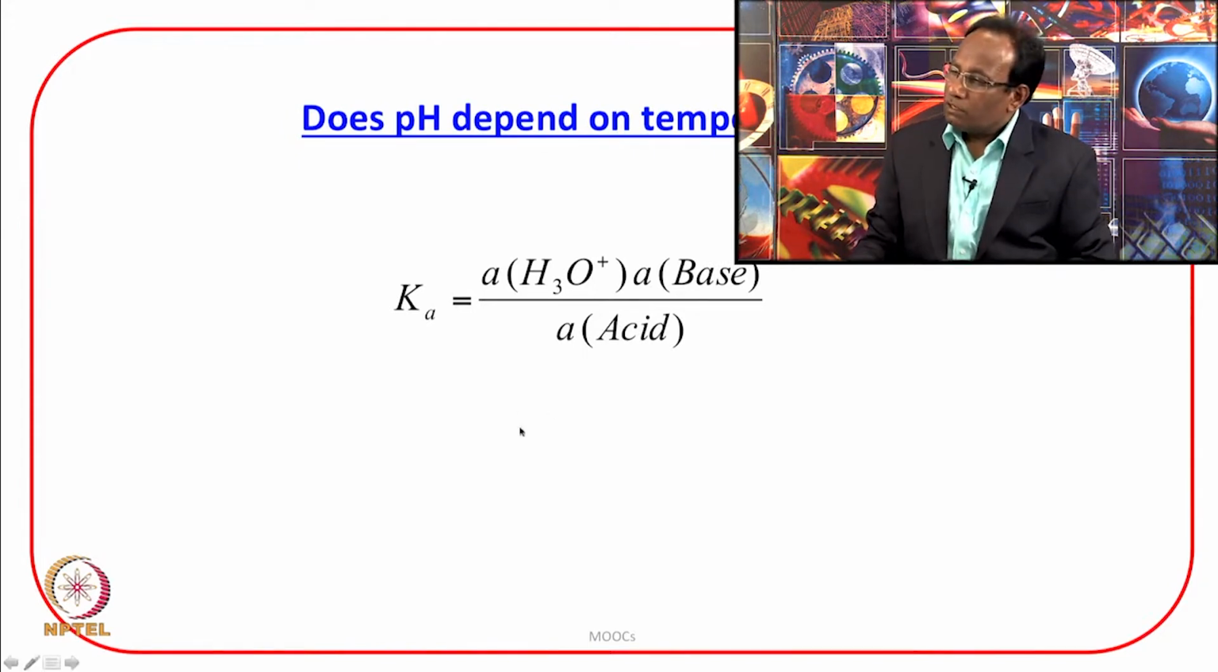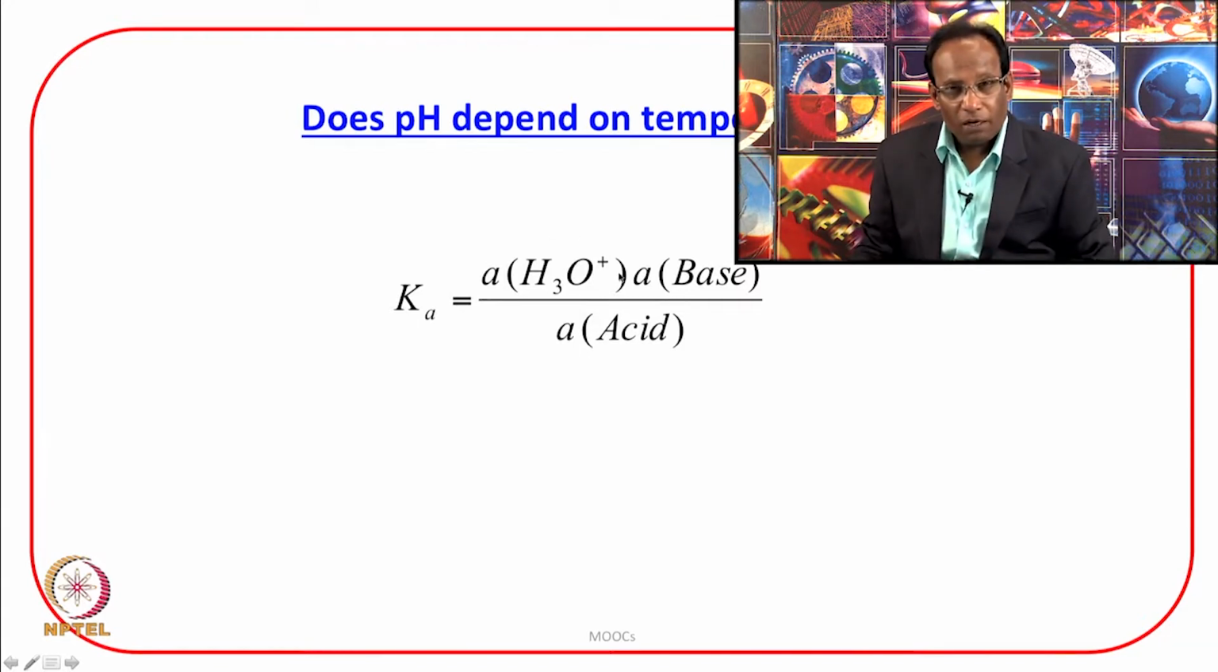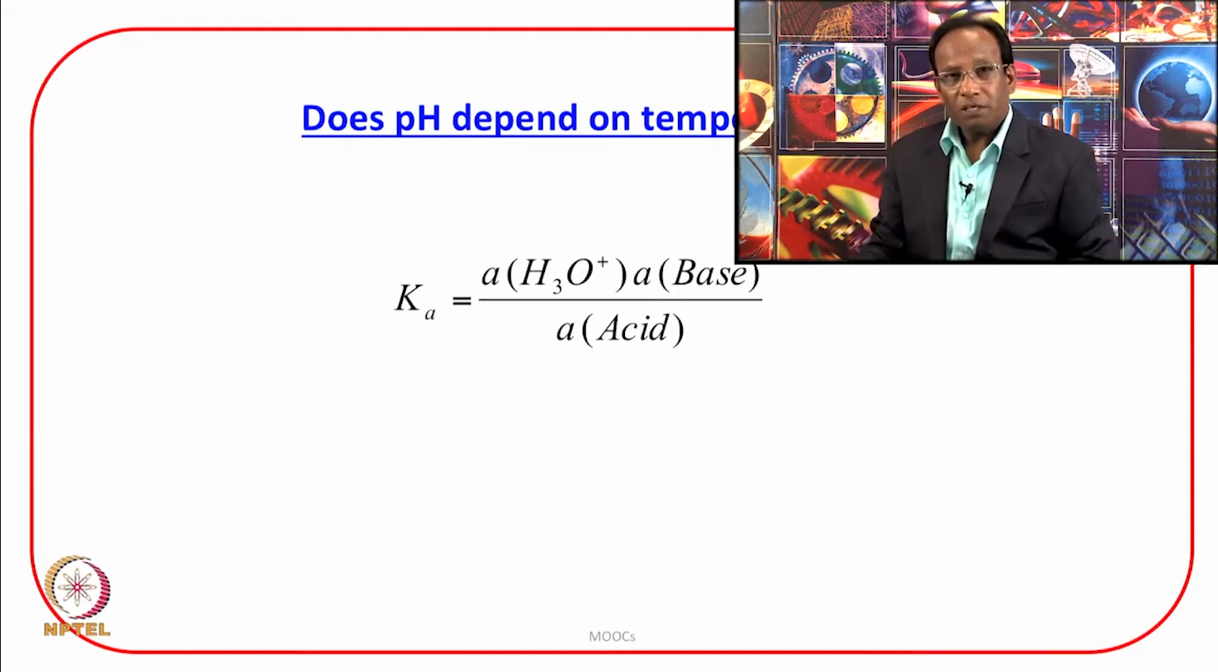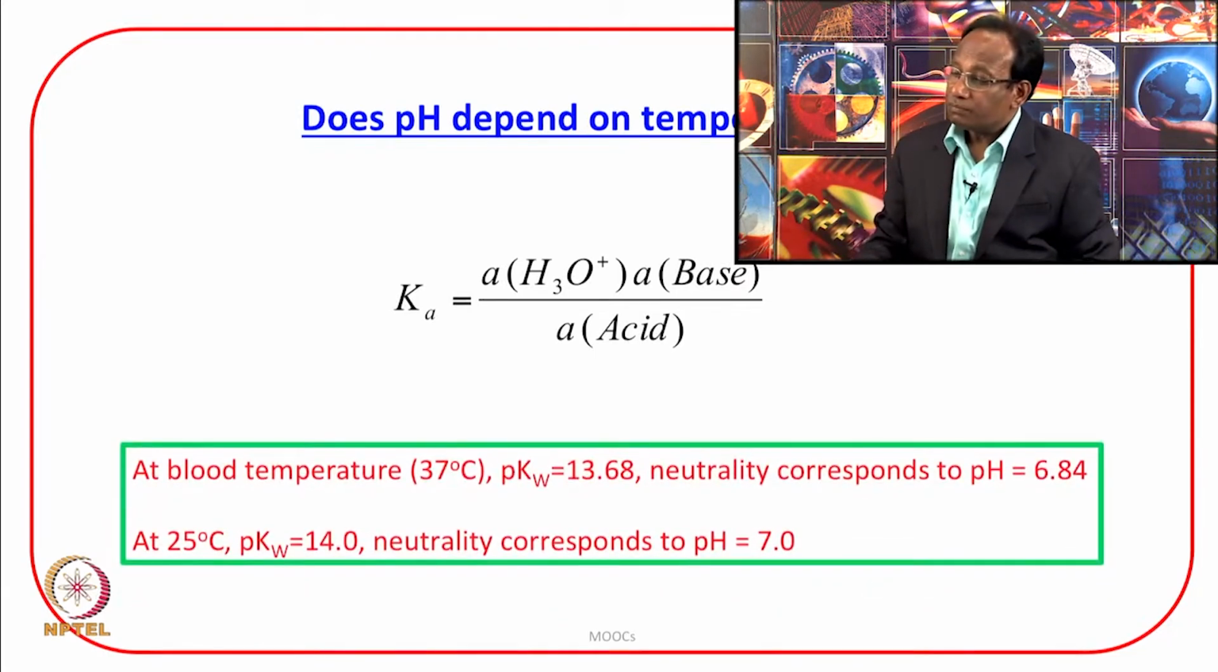So, when the reaction is endothermic, the Ka value will go up with temperature. When the reaction is exothermic, the value of Ka will go down with temperature. Therefore, if Ka depends upon temperature, the activity of hydronium ion will also depend upon temperature. If the activity of hydronium ion depends on temperature, the pH will also depend upon temperature. So, let us take a look at the comments.